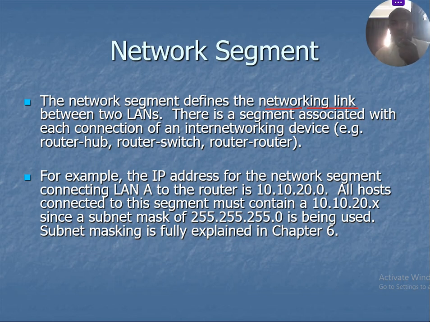There is a segment associated with each connection of Ethernet networking devices. A segment is always created with each connection of a networking device. For example, when a router is connected to a hub, a segment will be created. A router connected to a switch, a segment will be created. A router connected to a router, a segment will be created. So whenever you use this kind of connectivity, segments are created in a network.